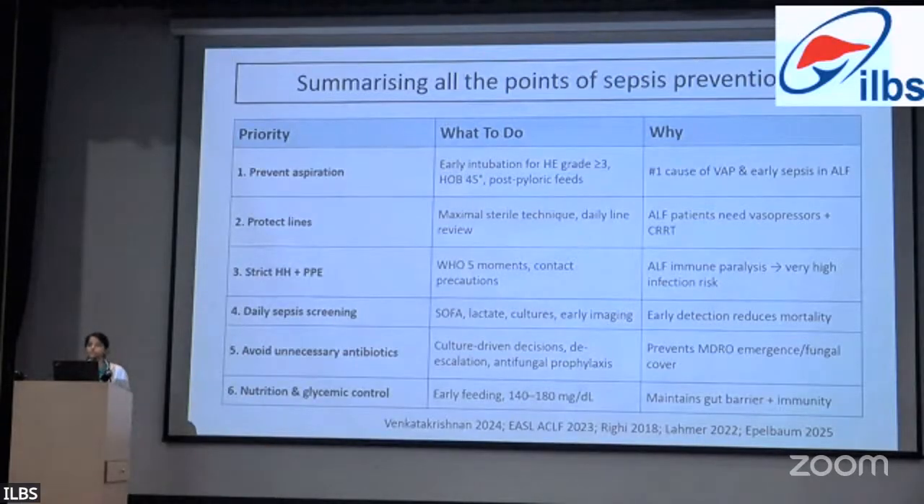So what we can do, Rakhi, the simplest thing we can do right now in our current setup with all the constraints, is cohorting. When the ALF patients come, we should not put these patients with other patients who have a long hospital stay. That is the easiest and simplest thing we can do.